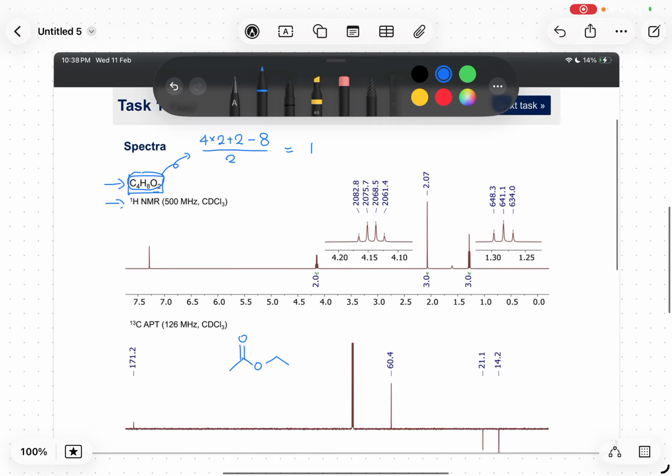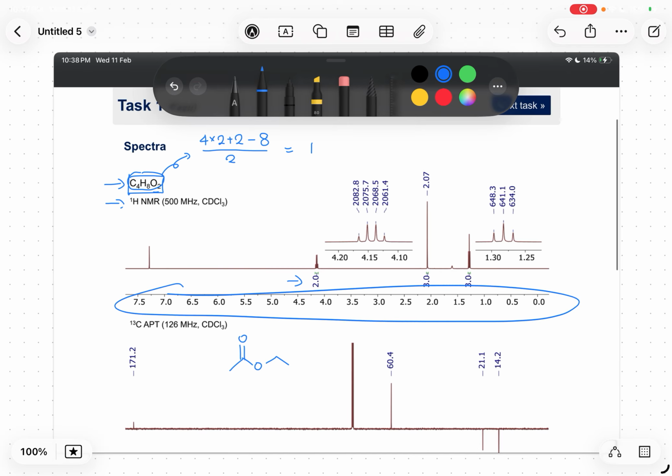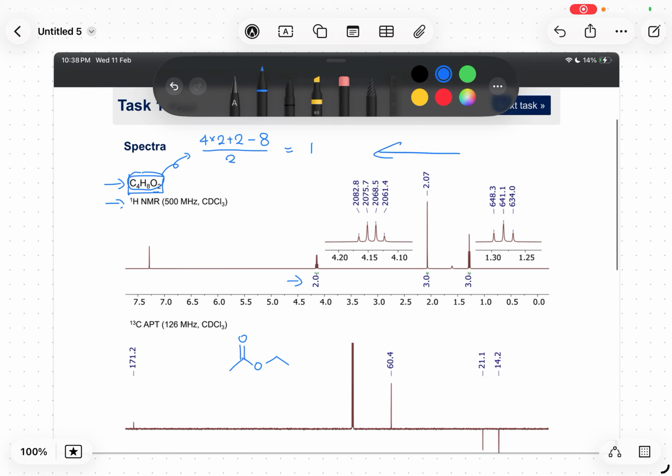And I mentioned that these are called integrations. So they are the ratios of protons in each chemical environment. So this axis here is called the chemical shift. So the more deshielded a proton is, meaning the less electron rich it is, then it is going to go higher or towards the left of the axis.